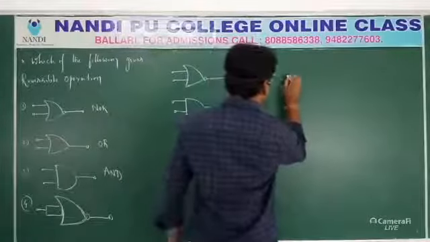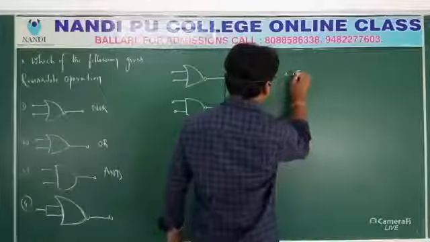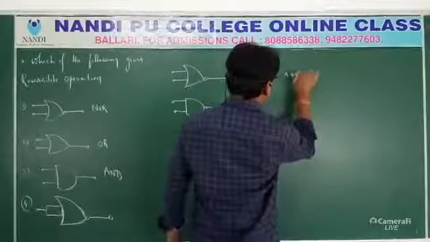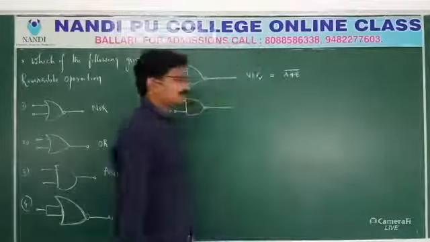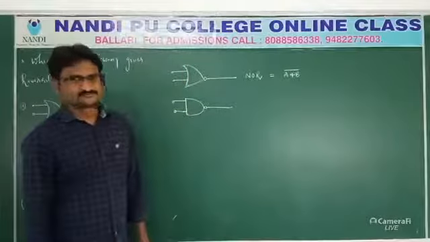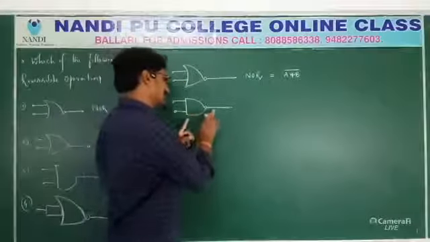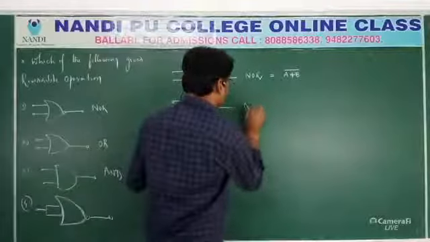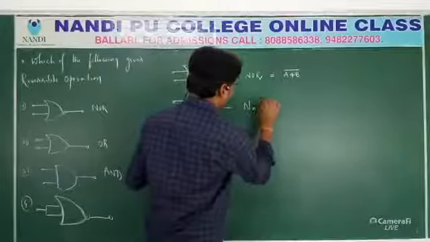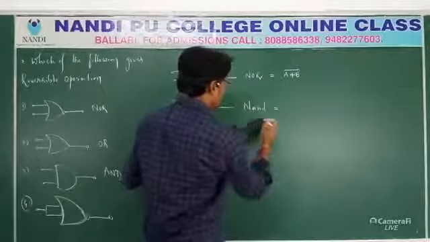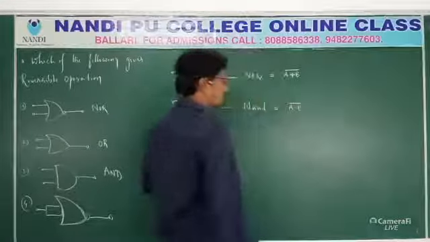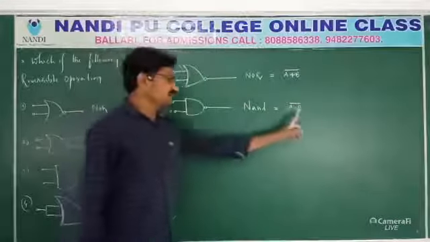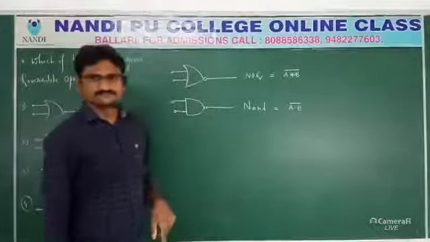Actually, OR gate is what? A plus B. When it is negated, bar, A plus B, bar. When it comes to the NAND gate, NAND gate means NOT plus AND. AND means A dot B, which is negated, bar, A dot B, whole bar.